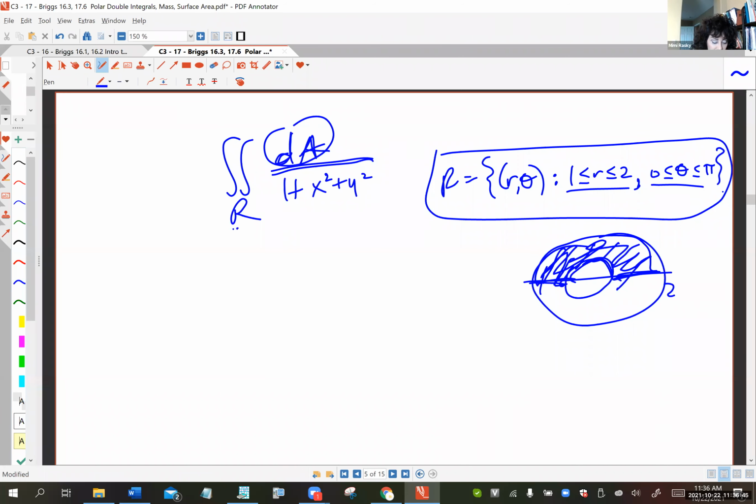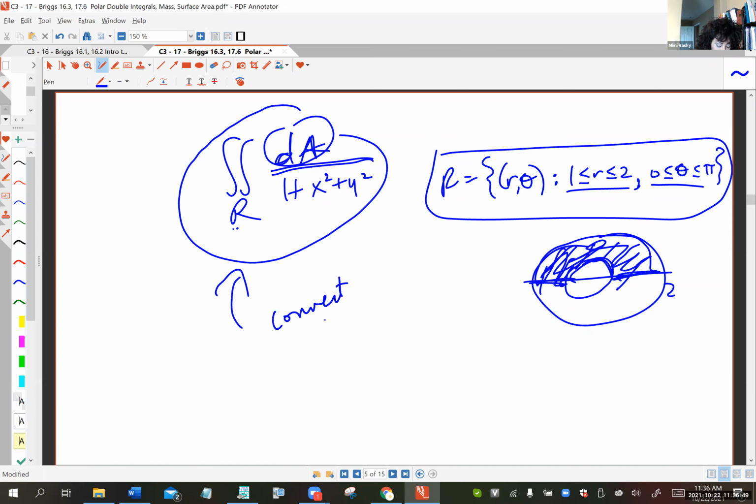And here's a tip. You're going to convert this to polar, and it's not going to be hard. And then integrate it and see what you get. Yeah, it's going to be fun. See what happens.